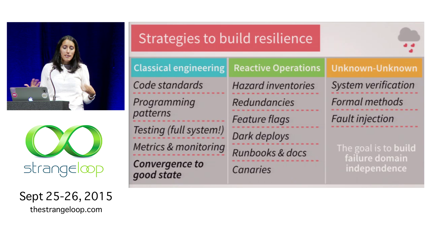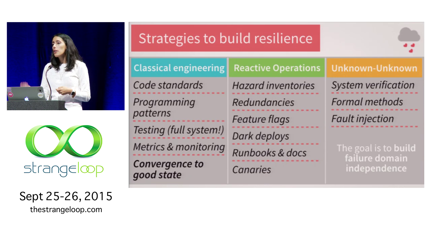But yeah, okay, so we need different strategies. What are the strategies that we have? What are the tools that we have for each one of them? For example, for classical engineering, we have things like code standards, programming patterns, testing. You should test the full system. By this point, we should know that the full system is the client, the code, the provisioning code, and also maybe your operations, right? And we should have metrics and monitoring. All of this should be your MVP. You shouldn't wait until you put the system in production and then wonder how to see it.